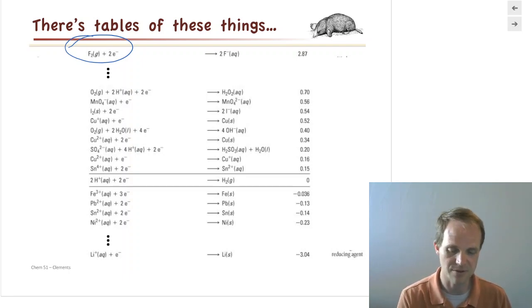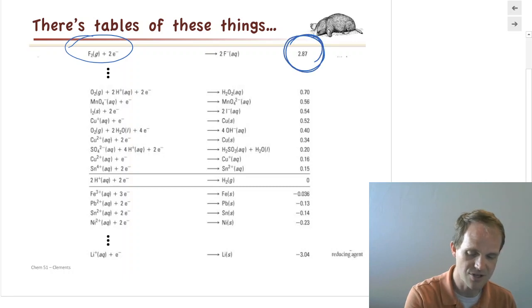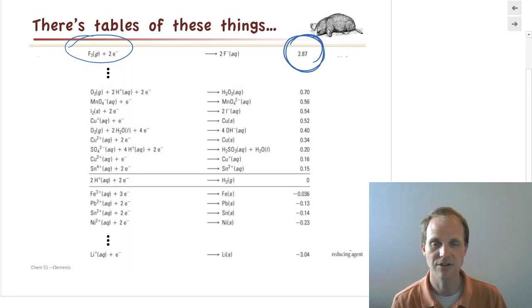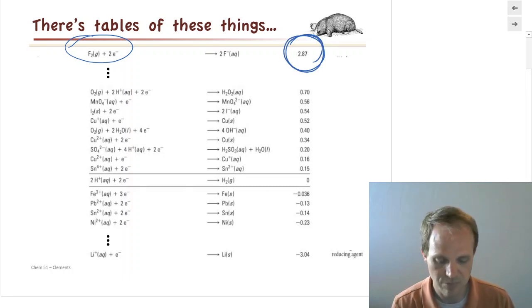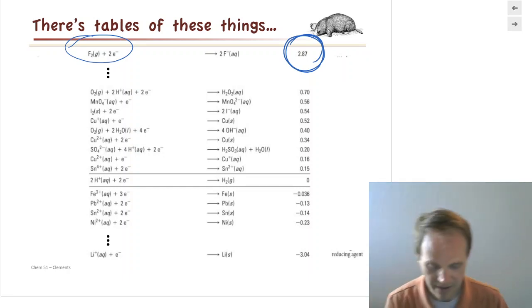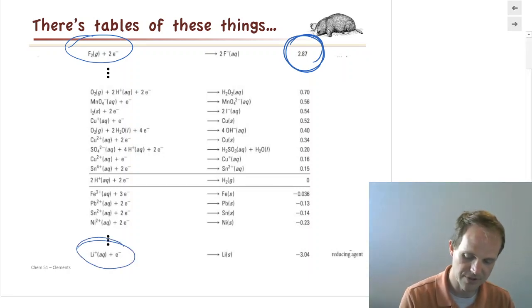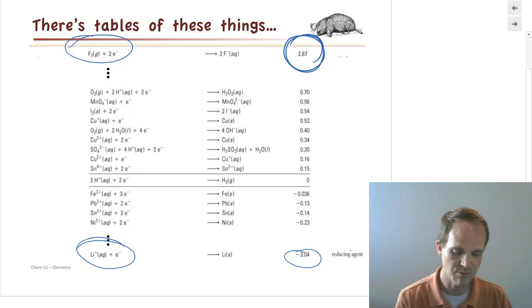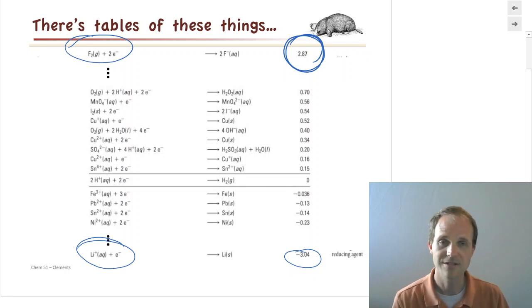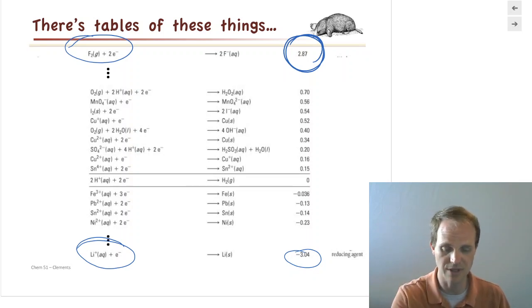It loves to be reduced. And so it has the largest standard reduction potential of any element on the periodic table, 2.87. But then you go all the way down to the bottom of your table, and you've got lithium with a minus 3.04. And so what is lithium? Lithium is very electropositive. It's the most electropositive thing on the periodic table. It loves to lose electrons.